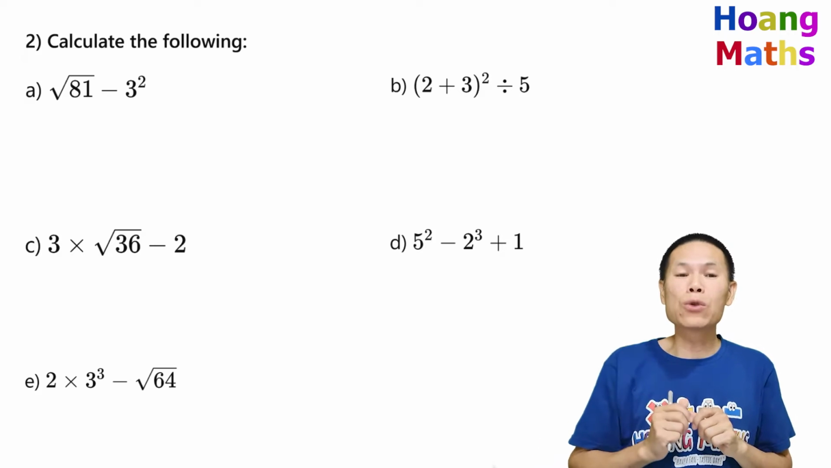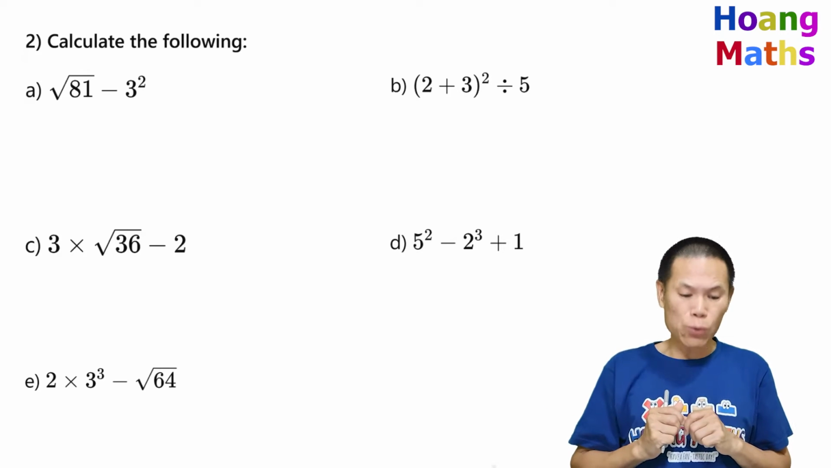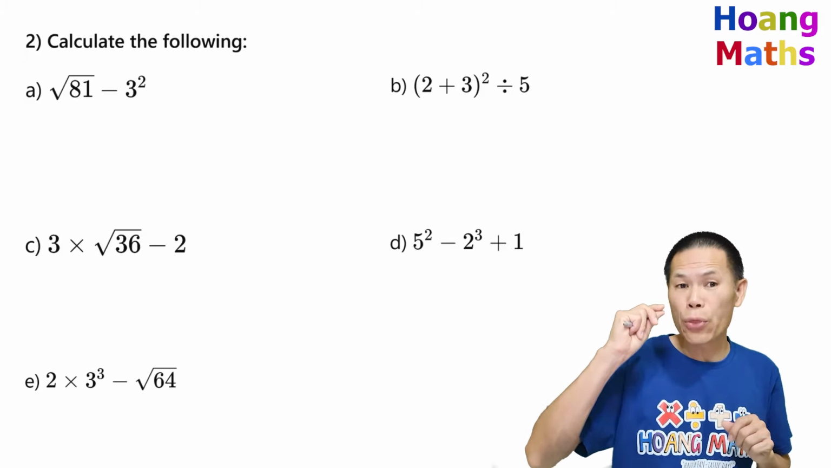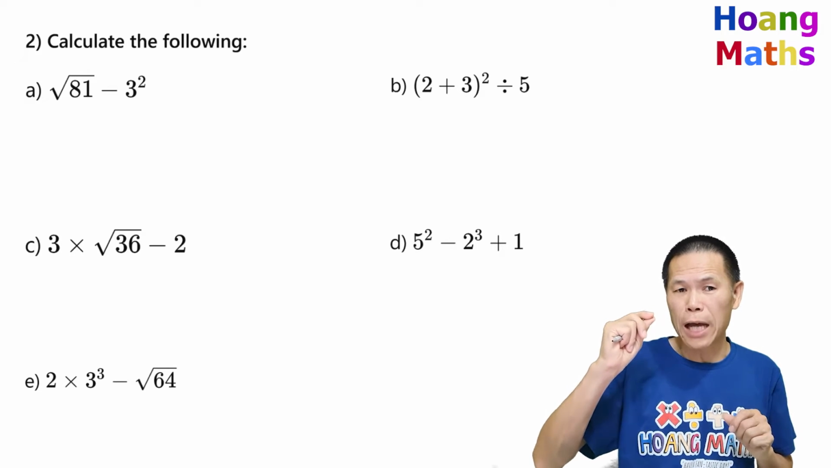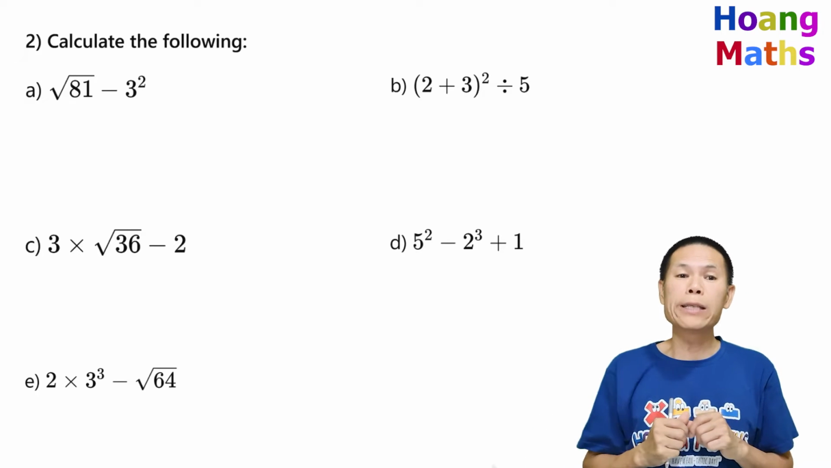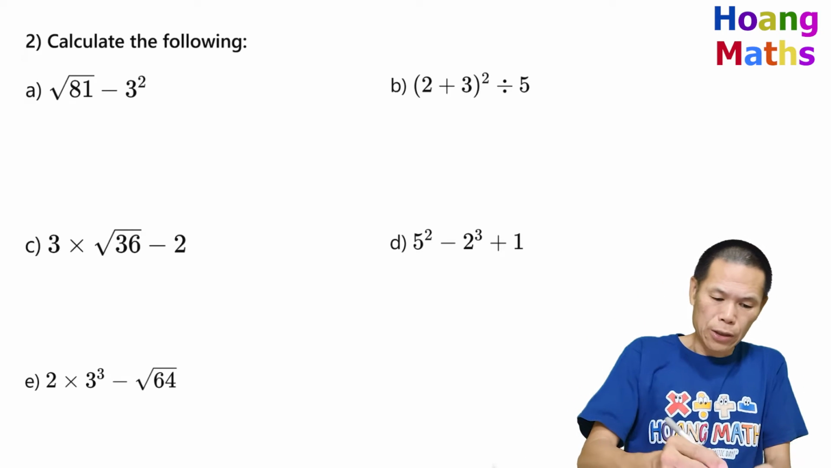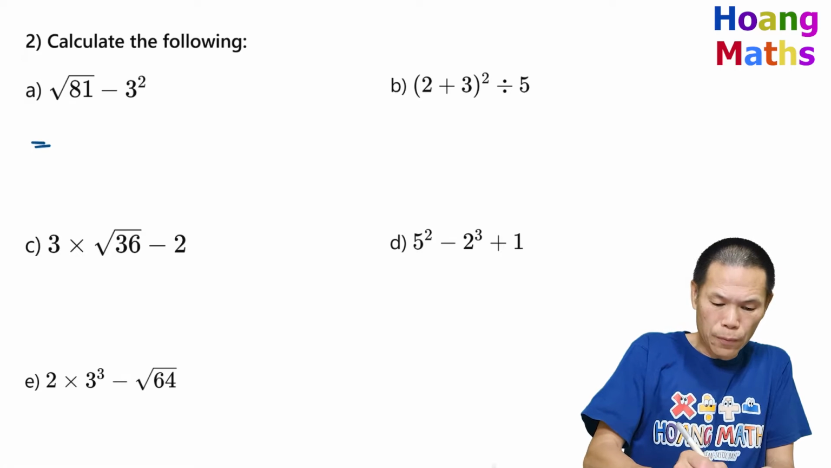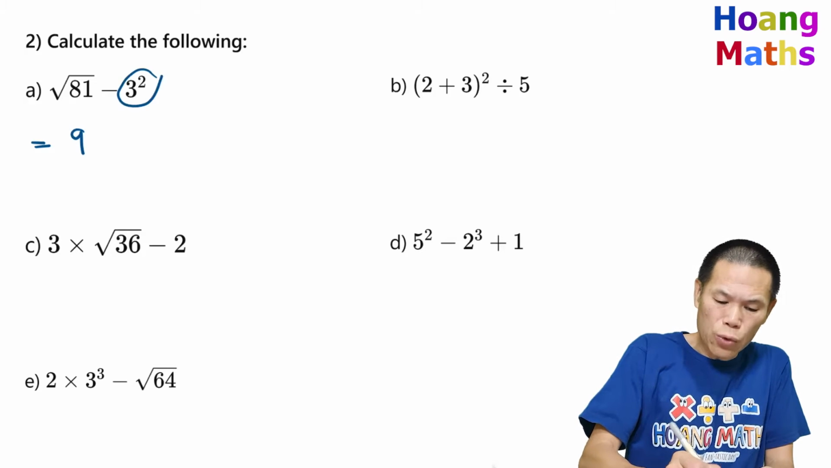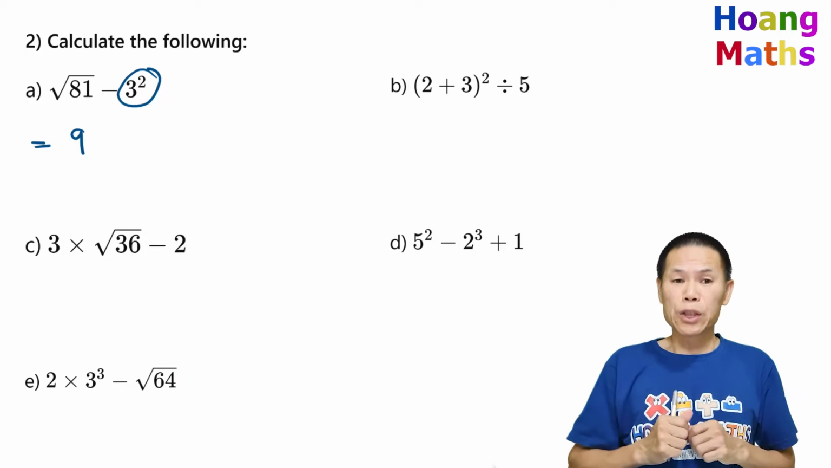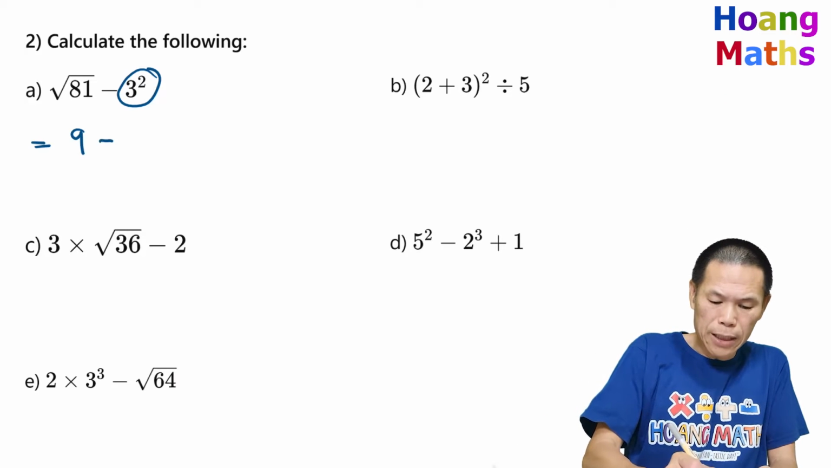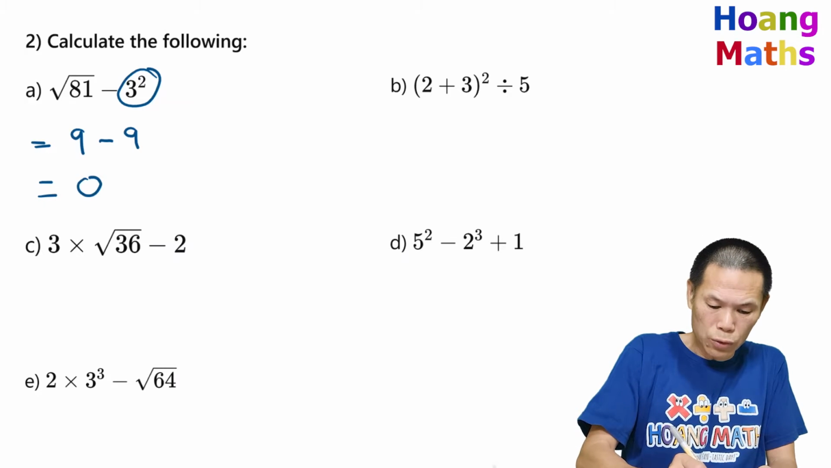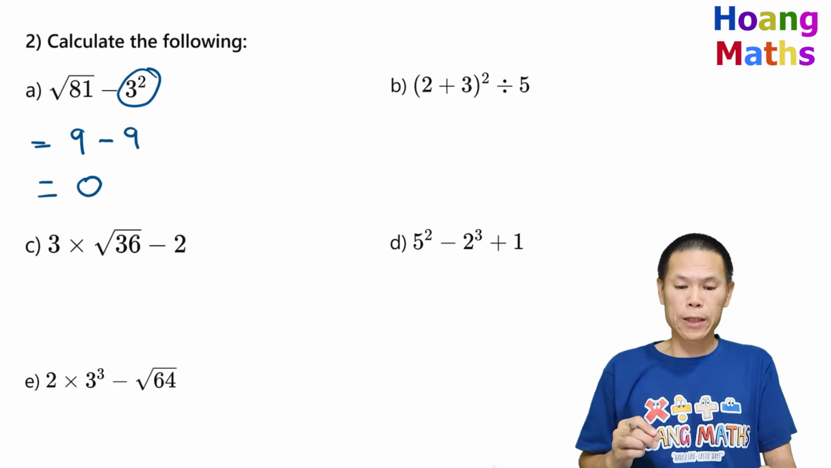So first of all, I need to work out the square root of 81, and then I need to work out 3 squared. And we know that 81 is 9 times 9. So therefore, the square root of 81 will give me 9. So that is equal to 9. And we know that 3 squared is 3 times 3. So 3 times 3 is 9. So we minus 9. So 9 minus 9 is equal to 0. And I hope you got it correct.